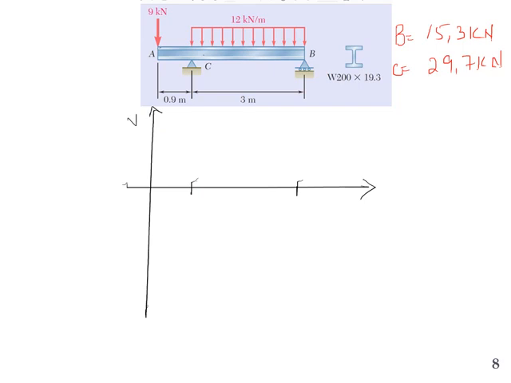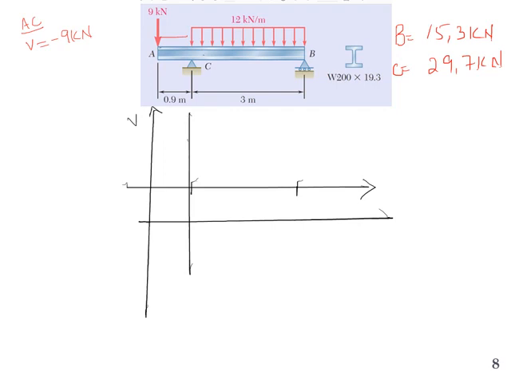For segment AC, it will be very straightforward. There is no distributed load, so the shear force will be constant between A and C. Let me write for AC: V will be, with the shear force acting in the same direction, minus 9 kilonewton.